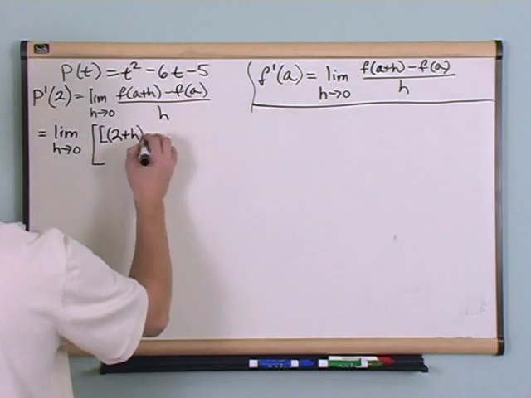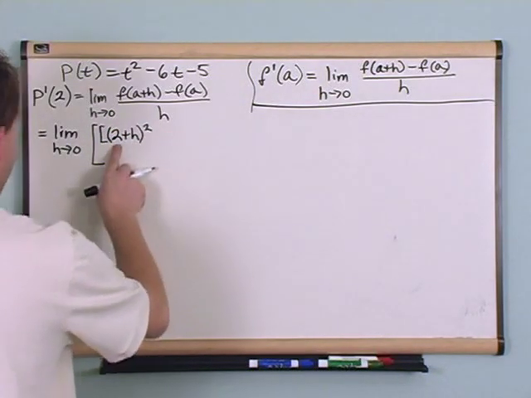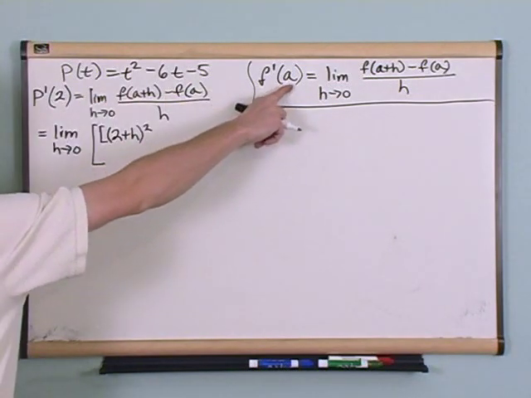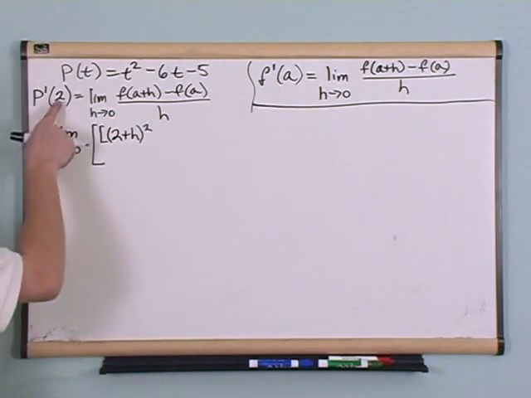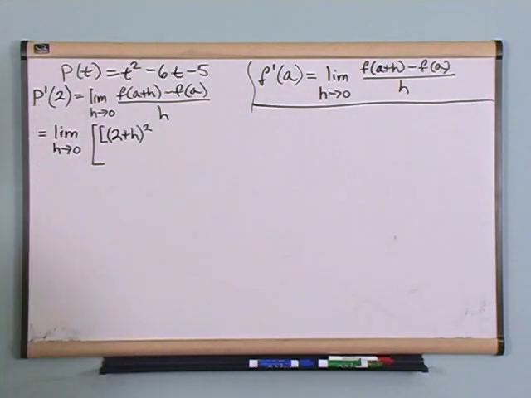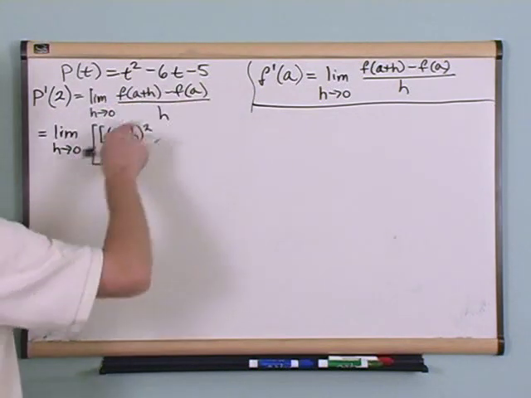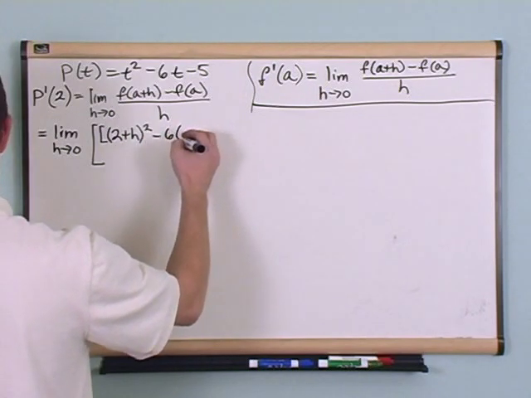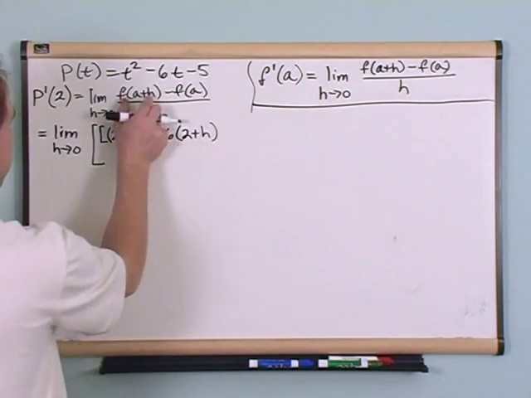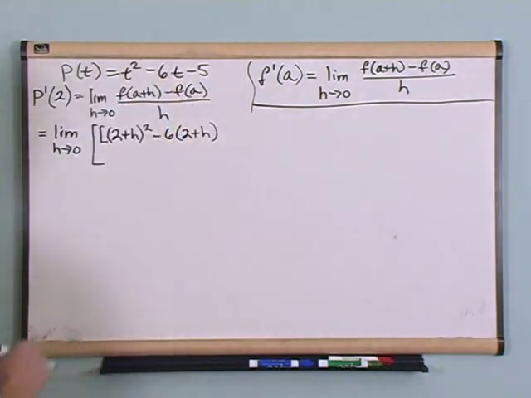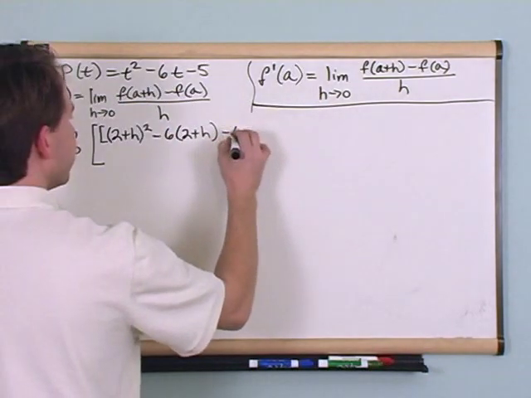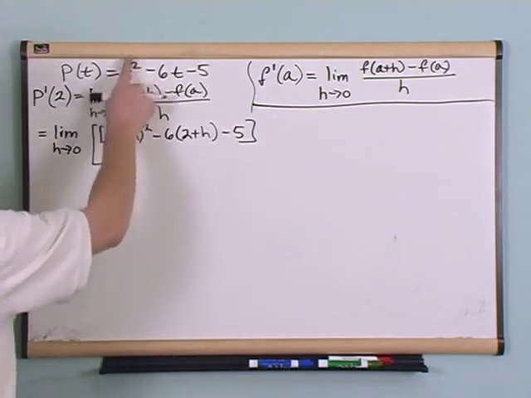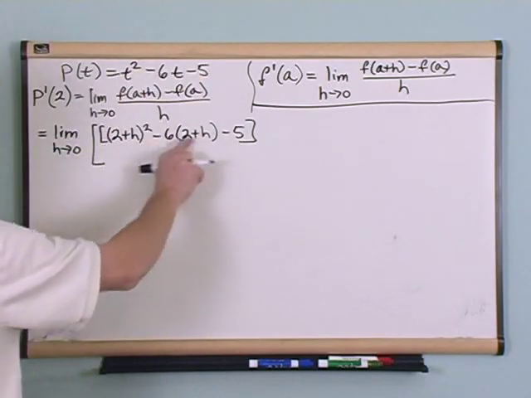So what I'm going to have is 2 plus h squared. Why 2 plus h? Because remember, the derivative here, this formula, is defined at the point A. That's the point you're interested in. Here, I'm interested in finding the derivative at the point x equals 2. So here, A, I'm going to fill in with the number 2. So 2 plus h squared minus 6 times 2 plus h. Again, a plus h goes in here where a is equal to 2. Minus 5. Okay? So this is the first term. This is f of a plus h. I've just plugged a plus h in here where a is equal to 2, and I get this.